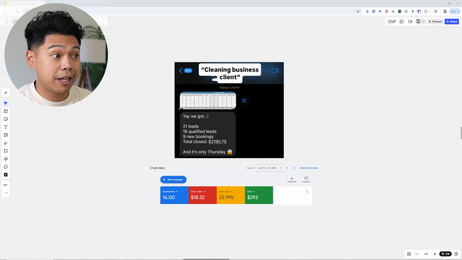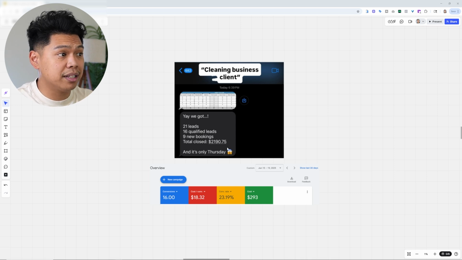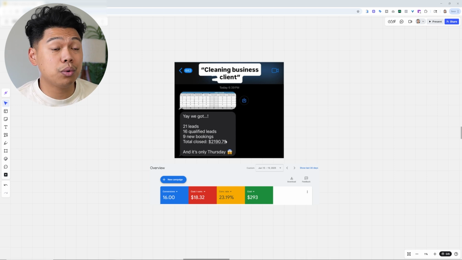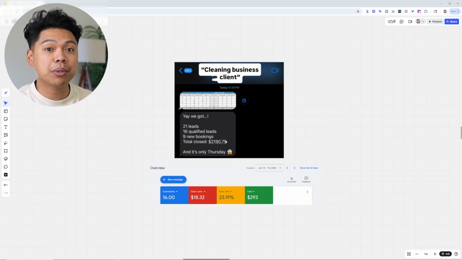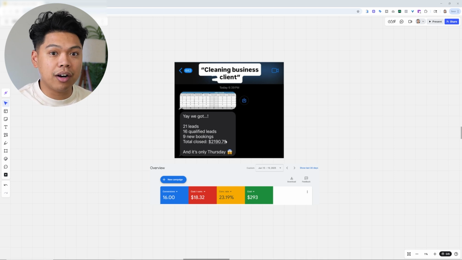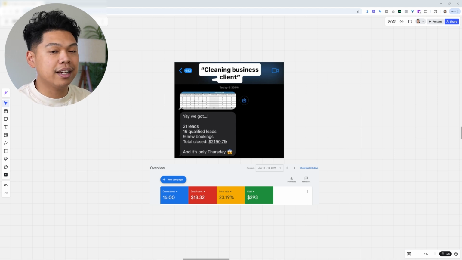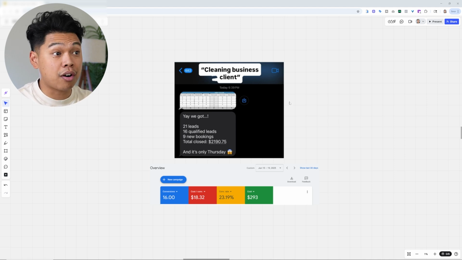$293 in Google ad spend. And then what ends up happening is they close almost $2,200. Okay, 10% of the ad spend to get $2,200. That's pretty good with just 5 days. Why did this happen and how does this happen? Because we know how to optimize the Google ads based on absolute tracking and for sure, certain tracking. And this has just been a game changer for our client.